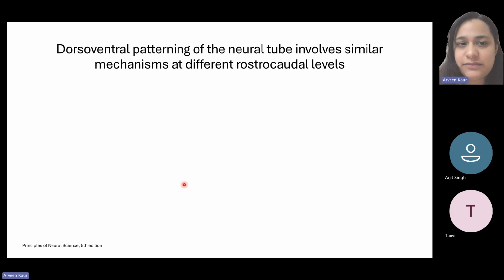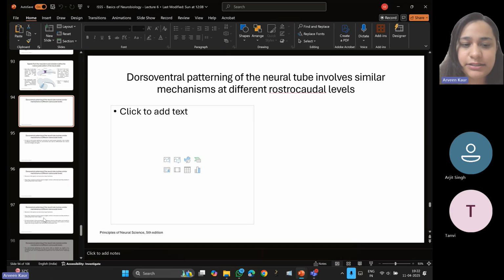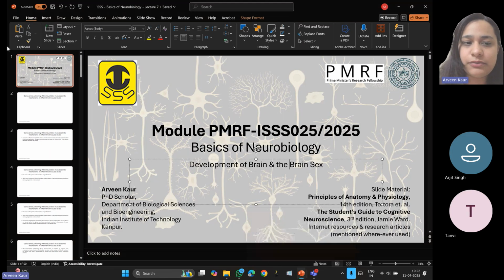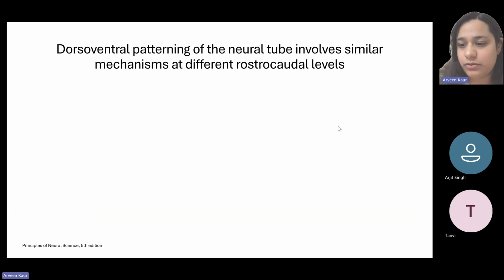I think this is the region where we left off, the dorsoventral patterning of the neural tube, which involves similar mechanisms to the rostrocaudal levels, right? Till the rostrocaudal patterning, we had discussed in very high detail last time. That is why I wanted to quickly go through it and revise it also, right? Now we will switch to the dorsoventral patterning from this class onwards, right? So we will go slower over here; that we were just revising, this we now have to understand. Okay.